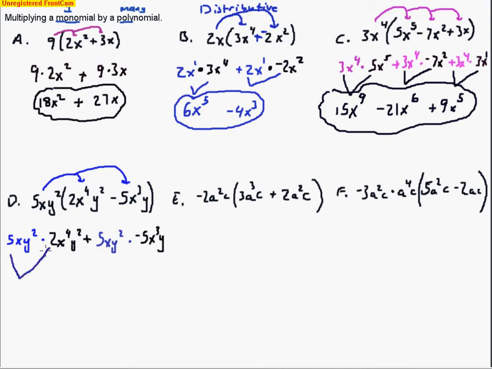5 and 2 make 10. Then you count up the x's. You've got 1 x here, 4 x's here, make 5 x's all together. Then you count up the y's. You got 2 y's, and 2 y's make 4 y's.